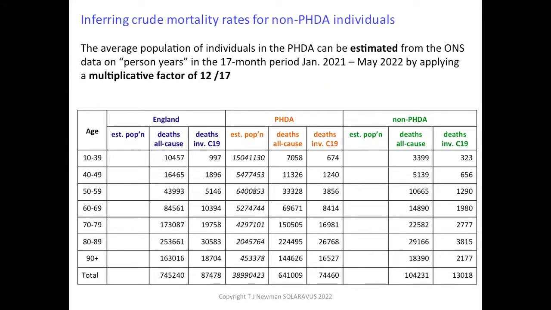What we need now, though, is to fill in these population columns, and that's where we have to start making estimates. So, in the official database over this period, January 21 to May 22, the ONS gives figures they call person years, and this is a statistical definition. It's number of individuals times the amount of time they're in the study. And because the study is 17 months, if we take this person years and multiply it by 12 divided by 17, we can effectively get an approximate count of the number of individuals typically in each of the age groups in the official database.